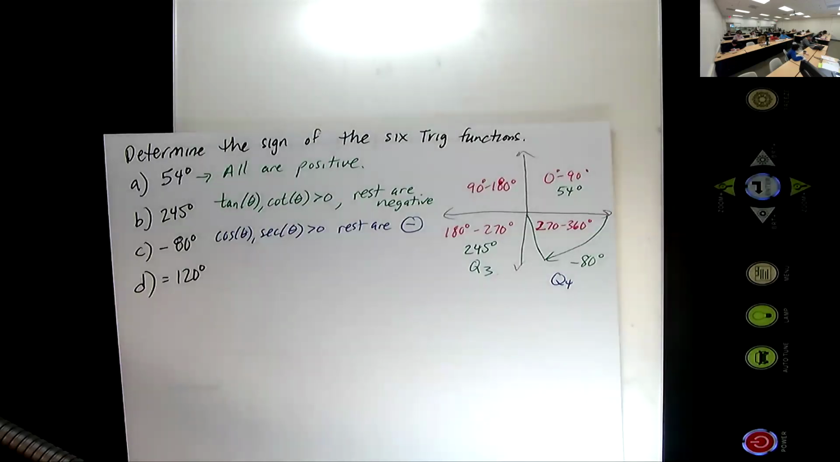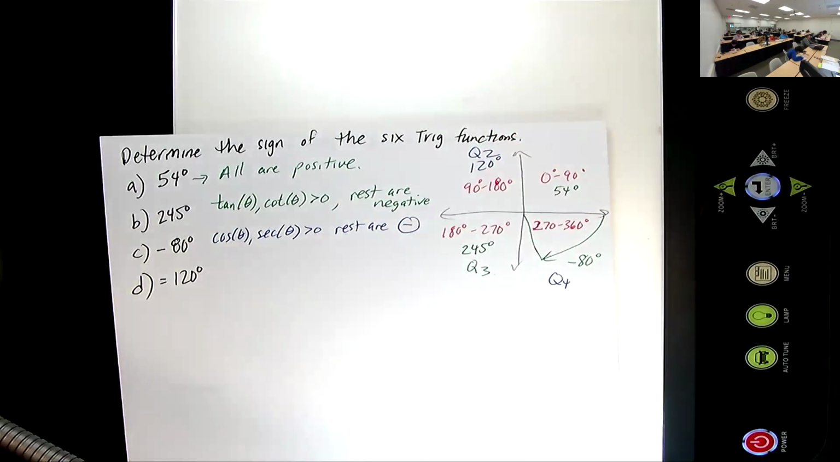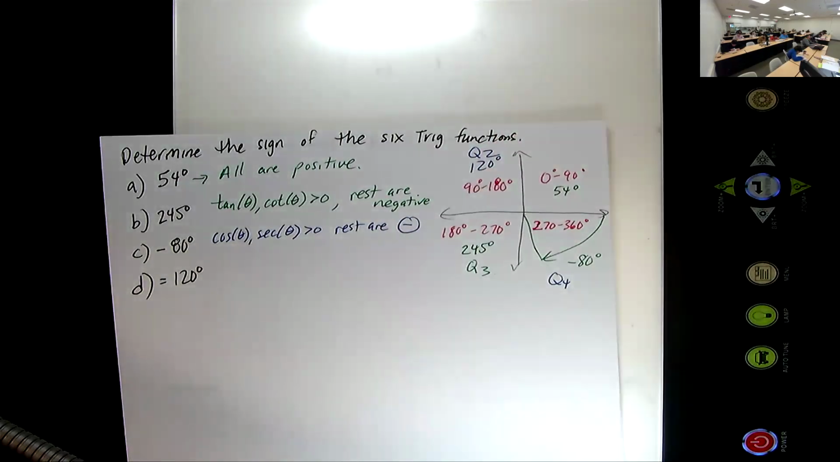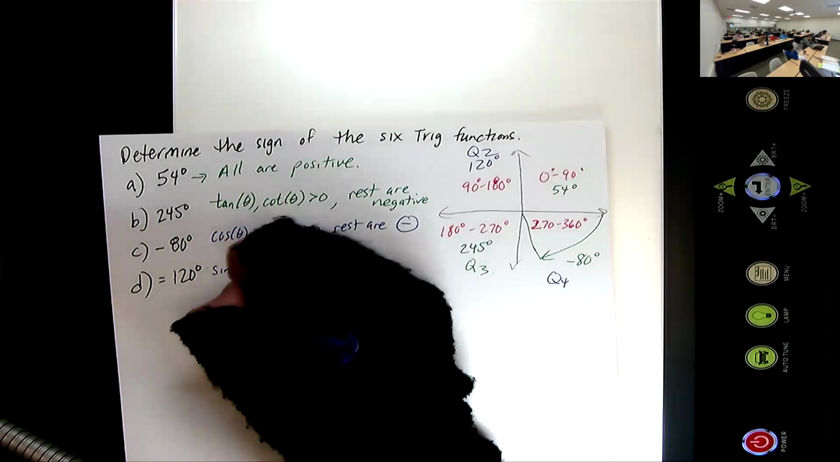And 120 degrees, what quadrant are we in there? We're in quadrant 2, right? 120 is up here. That's quadrant 2. Which ones are positive there? Sine and its reciprocal, which is cosecant.